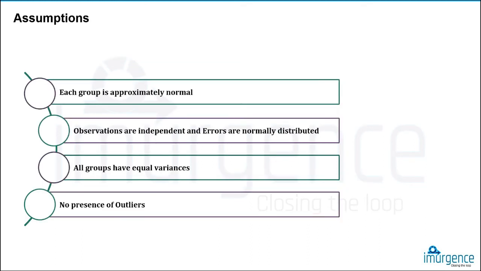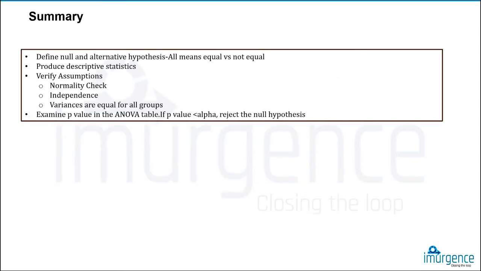So the assumptions are each group is approximately normal, the observations are independent, and errors are normally distributed, and all groups have equal variance within them, and there is no presence of outlier. If you want to summarize this, then the process is to define the null and the alternate, which is the most important thing. If you don't define the null and the alternate properly, then the whole thing is going to go in dump. So that is the most important thing, and this is applicable for anything.